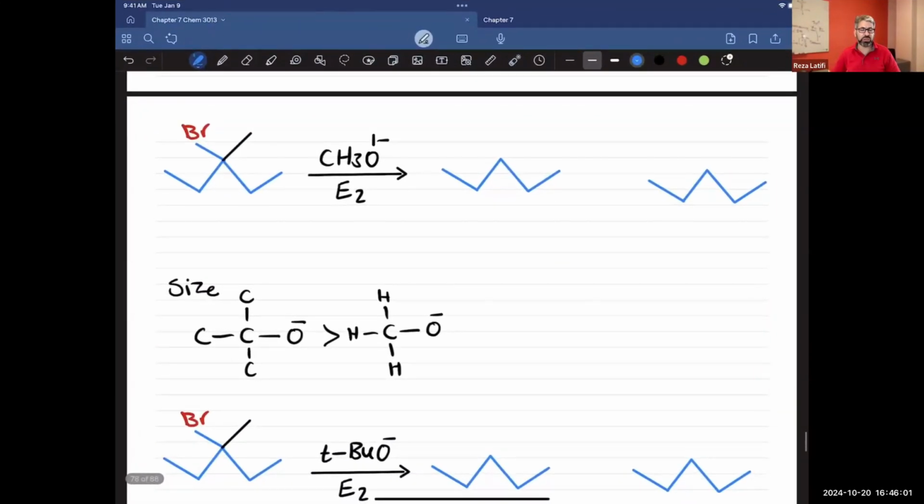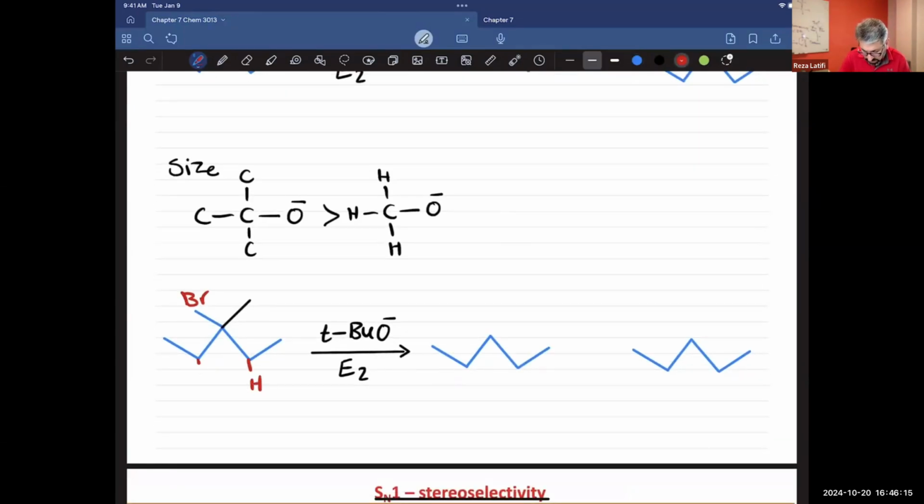Let's just go through E2. I want to remind you how E2 works. In E2, you have a base, a really strong base, and that base might go after, for example, this hydrogen, or it might go after one of those two hydrogens.